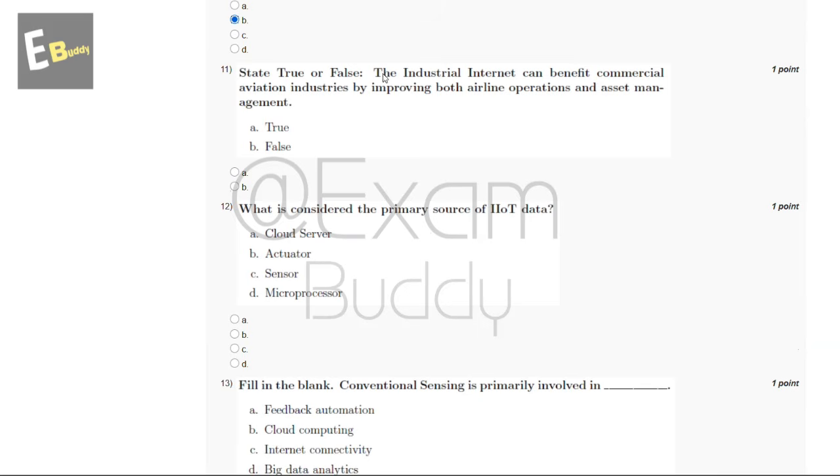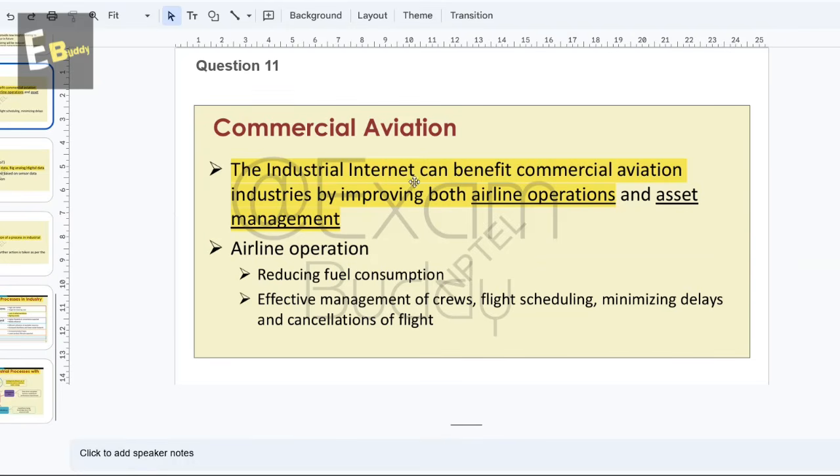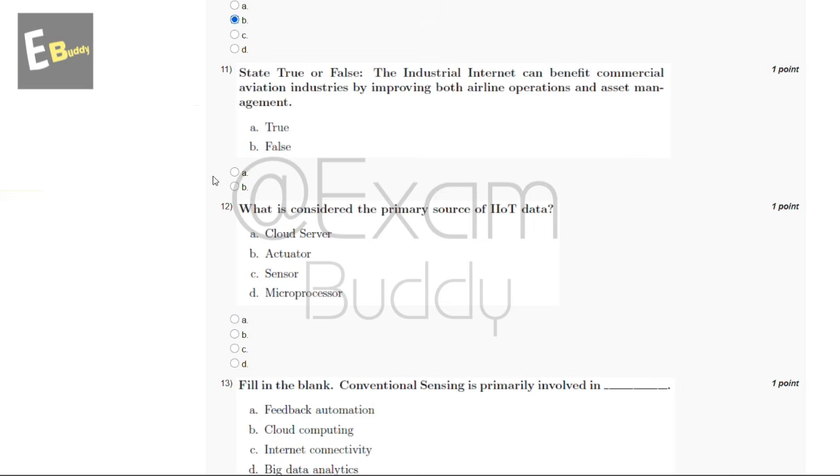State true or false. The industrial internet can benefit commercial aviation industries by improving both airline operations and asset management. True or false? So let's check the explanation. The explanation says the industrial internet can benefit commercial aviation industries by improving both airline operations and asset management. So the answer of our 11th question is true. And now let's go to our question number 12.